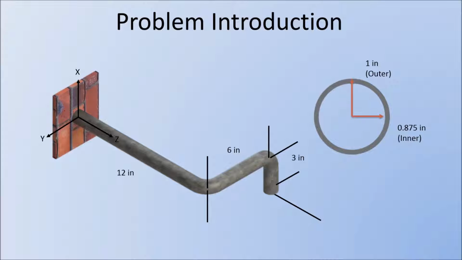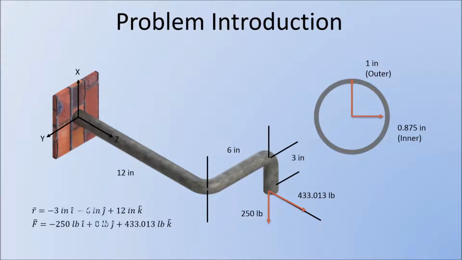Now we can decompose that 500-pound force into a 433-pound force in the Z direction and a 250-pound force in the minus X direction. Now in order to enter these into MechMat, we need to find the R and F vectors. The R vector is comprised of the components of the distance from the cut to the application of forces, and the F vector is just the vector of the force. So these are shown here.